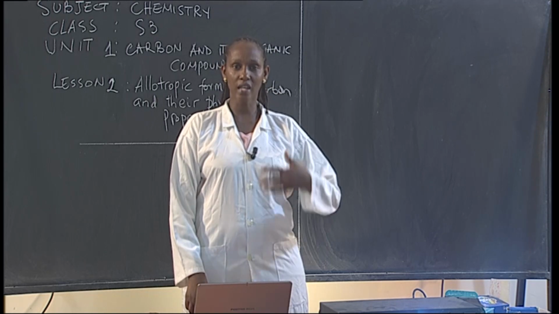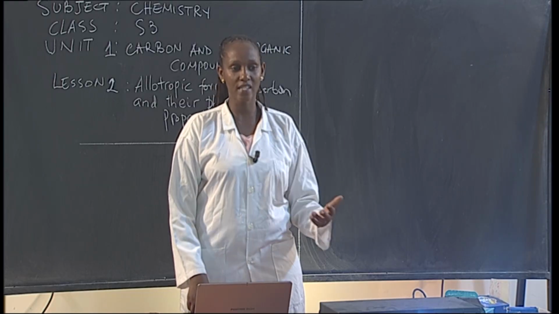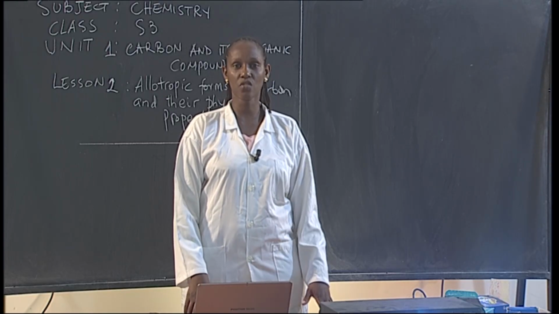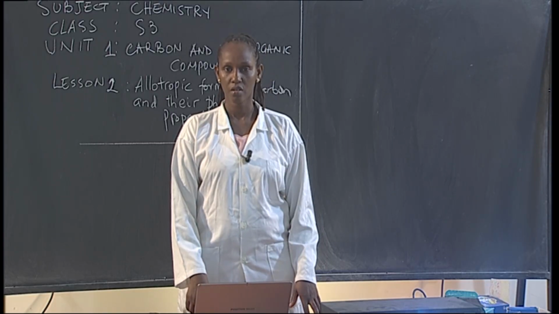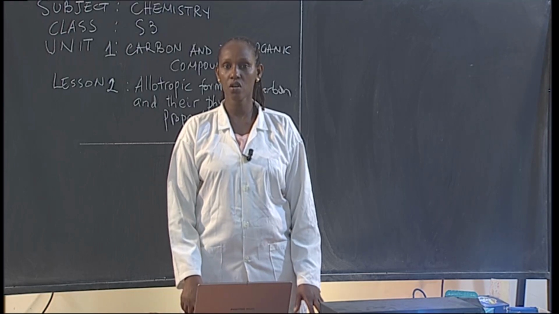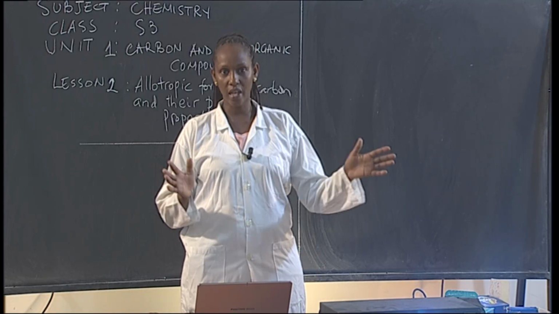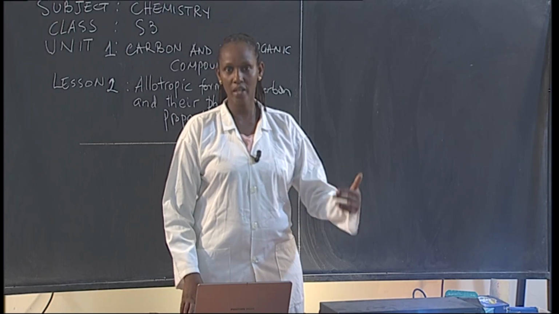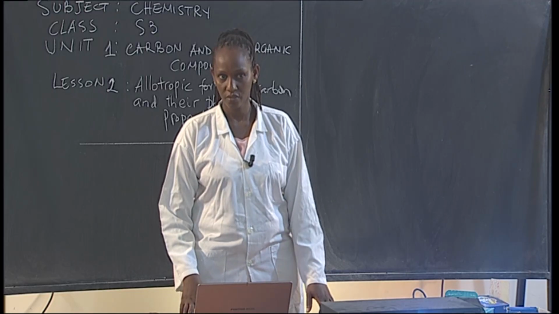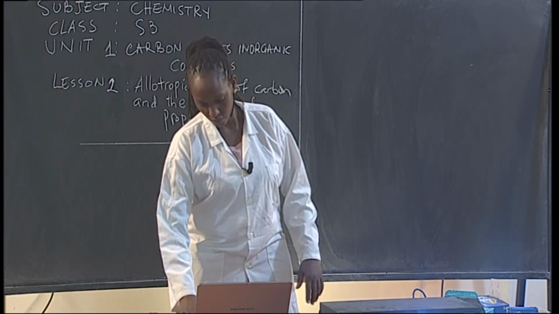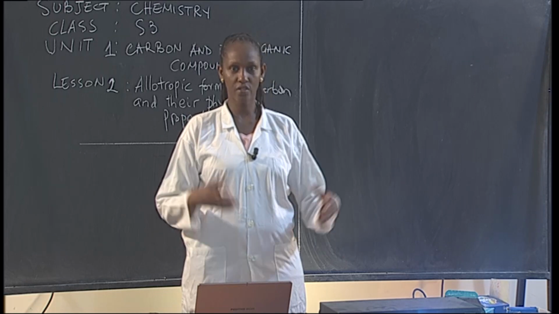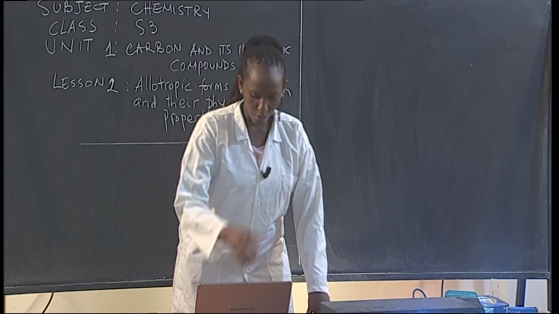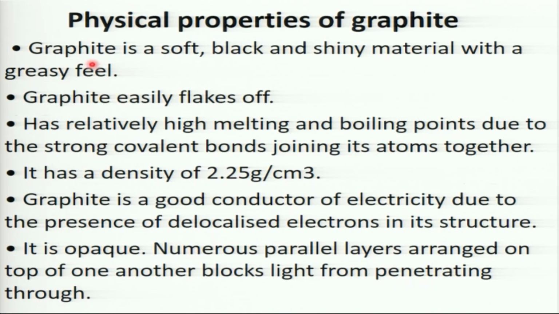Good. So that one gives it a hexagonal structure. Remember, for the case of diamond, it is tetrahedron. But this one is a hexagonal structure whereby the layers of carbon atoms are held by weak van der Waals forces. All right? Good. That is the structure generally for graphite. So we're going to look at the physical properties of graphite.